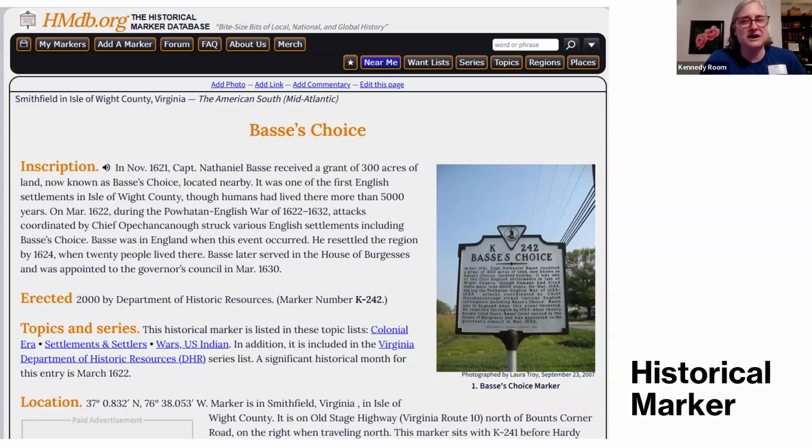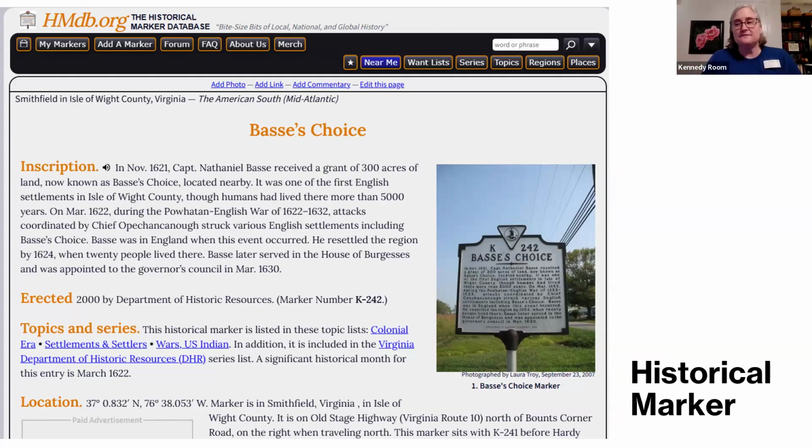struck various English settlements, including Bass's Choice. I'm sure I just mispronounced that, sorry about that. Bass was in England when this event occurred. He resettled the region by 1624, when 20 people lived there. Bass later served in the House of Burgesses and was appointed to the Governor's Council in March of 1630. According to various sources, at least one, if not multiple, of his sons perished in that Indian raid attack.